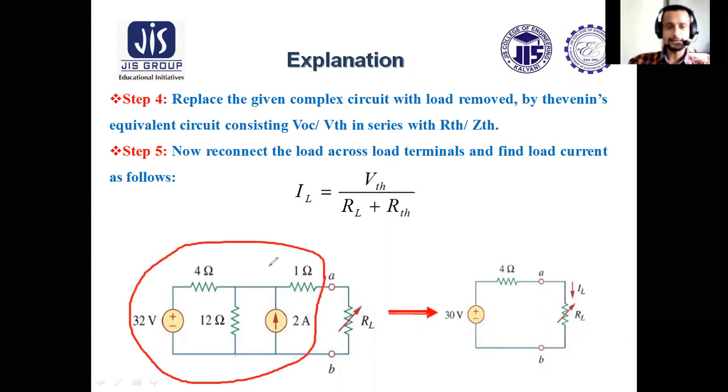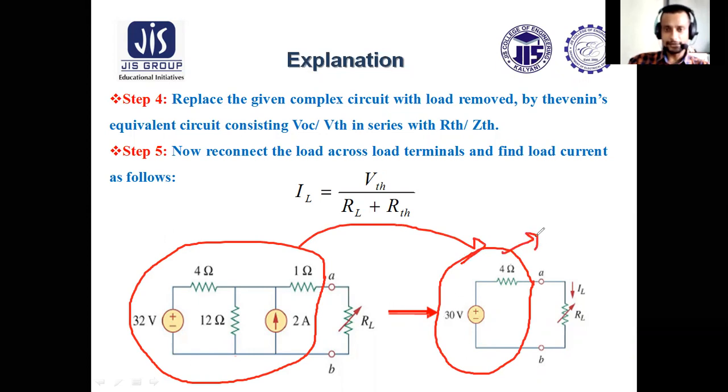This is the entire circuit with RL removed. So this entire circuit can be replaced by this circuit. This circuit is known as Thevenin circuit. This Thevenin circuit comprises a voltage source having VTH magnitude and a series resistance having RTH magnitude.